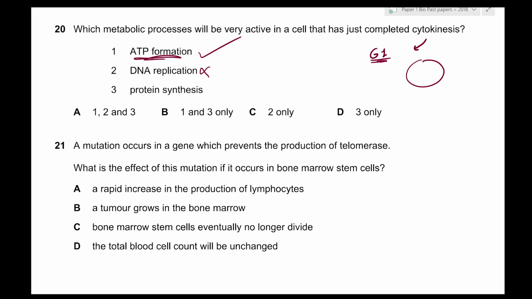The reason for this is that DNA replication actually takes place in the S phase, which is after the G1. Therefore, this is incorrect. 3, protein synthesis, as we mentioned, this is what actually helps this cell to start growing. Therefore, this is correct, and the correct answer must be 1 of 3, which is B.